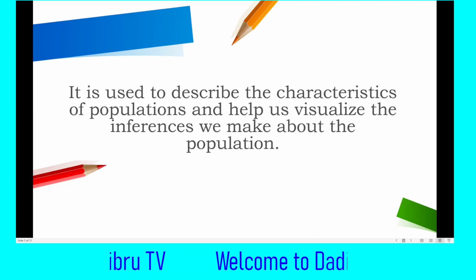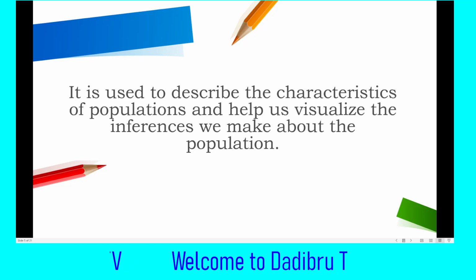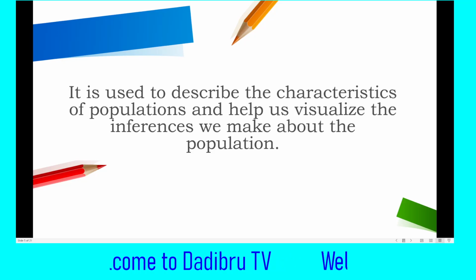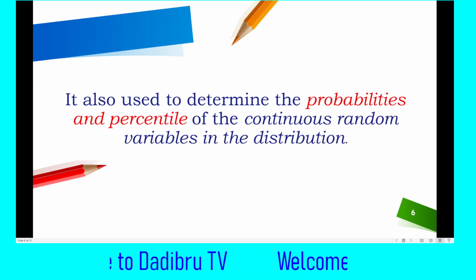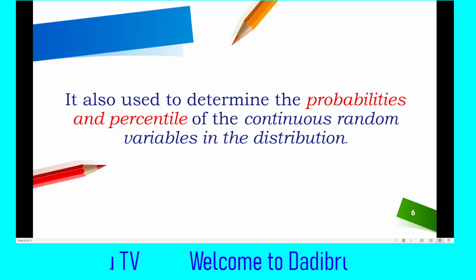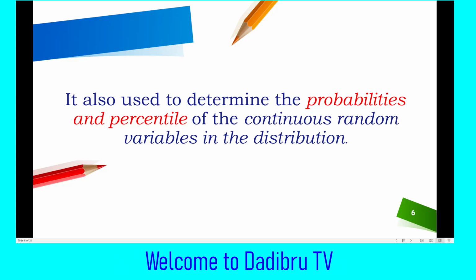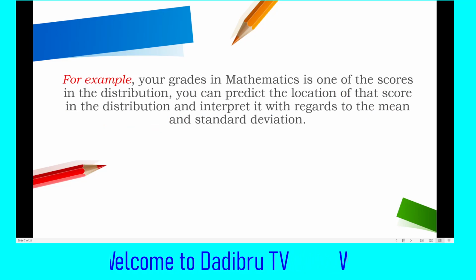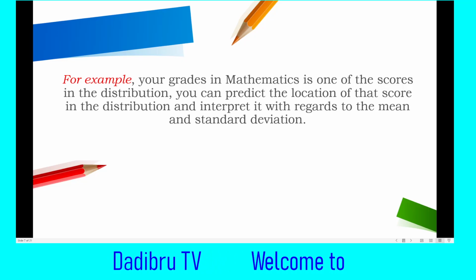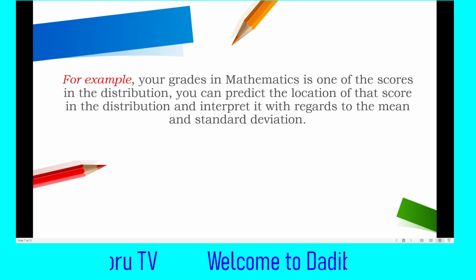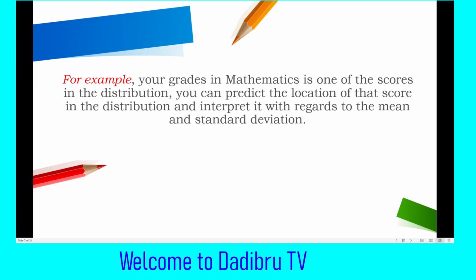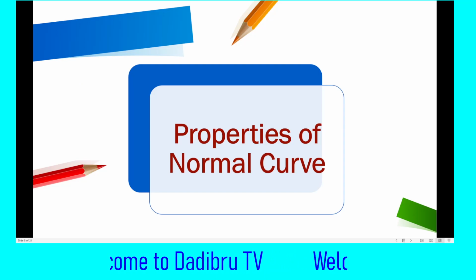It is used to describe the characteristics of populations and help us visualize the inferences we make about the population. It is also used to determine the probabilities and percentiles of the continuous random variables in the distribution. For example, your grade in mathematics is one of the scores in the distribution. You can predict the location of that score in the distribution and interpret it with regard to the mean and standard deviation. Properties of the normal curve.